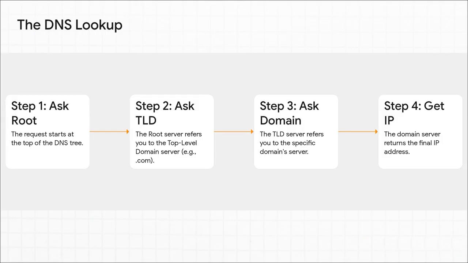And this lookup is actually a really clever step-by-step process. It's not just one giant book. Your computer first asks a root server, which doesn't know the answer, but it knows who to ask next. It points you to the server that handles everything ending in .com. That server points you to the one that handles youtube.com, and that's the one that finally gives you the IP address you need. It happens in a flash, and it's what makes the system so powerful.